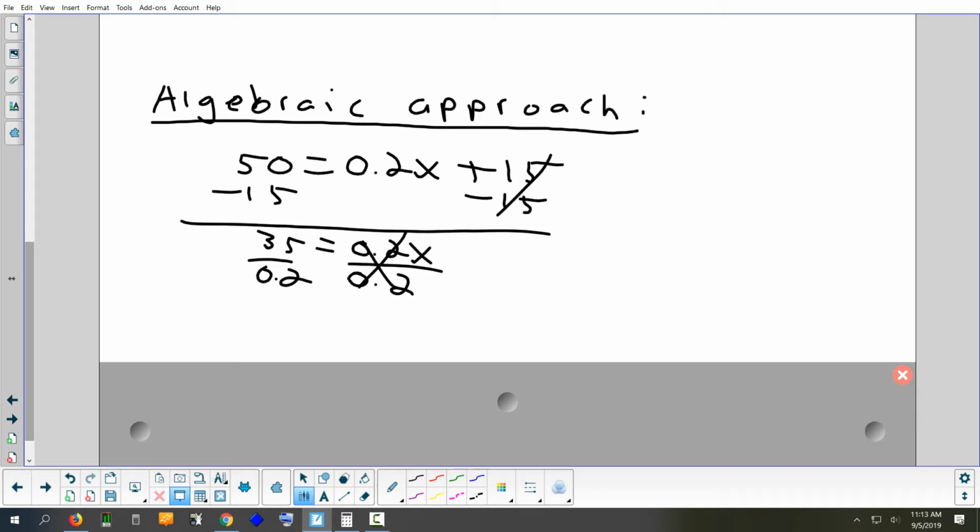Close. Your decimal is just off by one. You did 35 divided by 2. So you can divide it by 2 and then move your decimal one place. Dividing 35 by 0.2, it's going to be 175. What's the label on that? Miles. Yes.